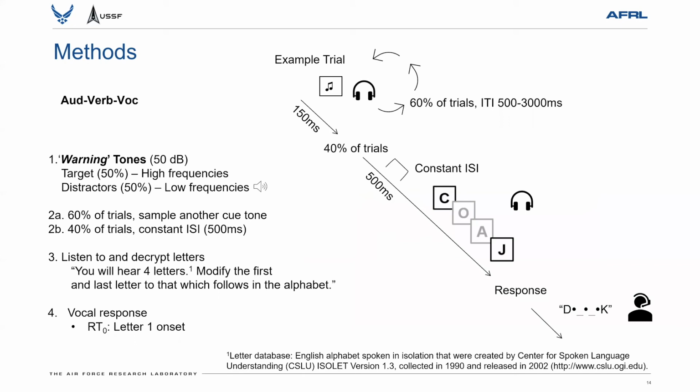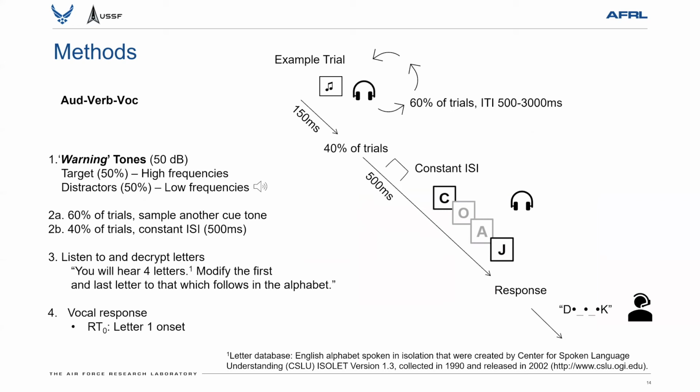In the audio task, there were warning tones, either a high or low pitched tone. Their target was a high frequency. And on 40% of the trials, they were followed by a 4-letter string of different types of speakers from this isolate data set. And they were to listen to and decrypt the letters that followed the high frequency tone.